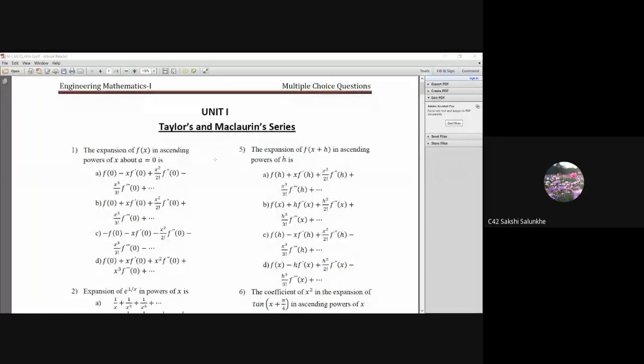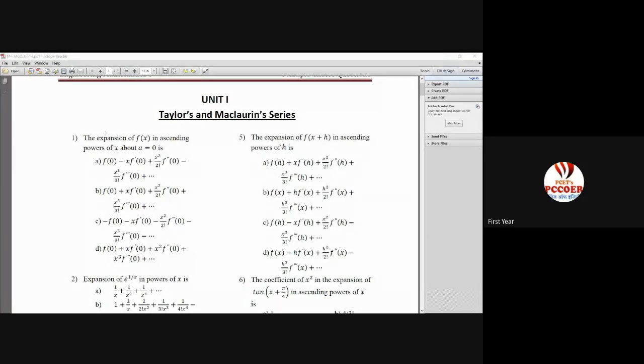Yes, ma'am. So look at the first question. The expansion of f of x in ascending powers of x about a equal to 0. Now this question is asked in a different form. What is the question actually? Maclaurin series. Yes, about a equal to 0 means Maclaurin's. So what is that answer? f of 0, option B. Now look at option B and option D. They look the same. If D was earlier, students can make a mistake and select D as the answer. But division by 2 factorial, 3 factorial is not there. So the answer is B. Getting it?